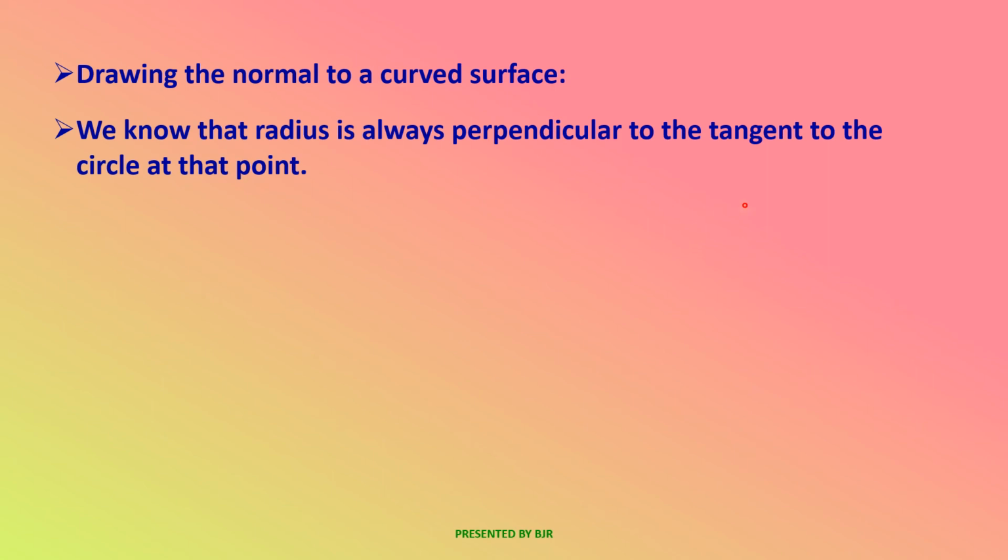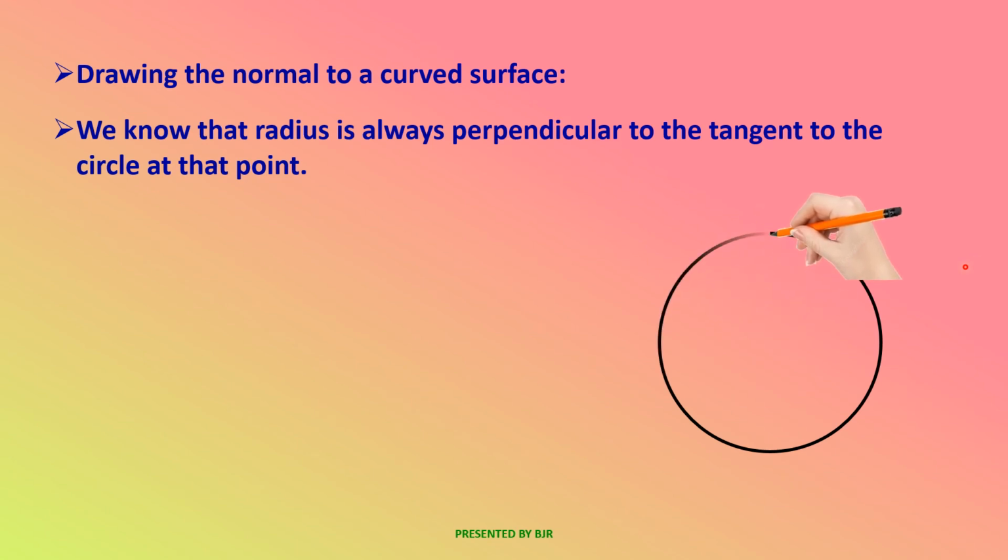Here I am going to draw a circle and I will draw a tangent at one point on the circle and I will draw the radius. Later I will check whether the tangent and radius are perpendicular to each other or not. So this is a circle and O is its center and P is a point on the circumference of the circle.